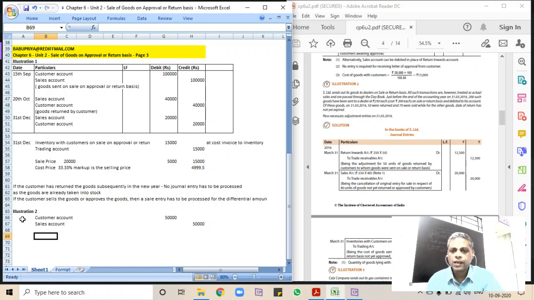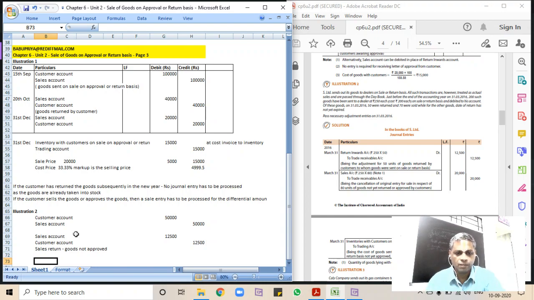Now, out of which customer has returned 50. Customer returns 50 means sales account debit. Sales account debit is equal to 50 into 250, and customer account credit. This is for sales return, or here in this case, goods not approved. So sales return 12,500. Now 70 has been sold. 70 is already sold, so you don't have to process an entry because sales is already moved to the customer.